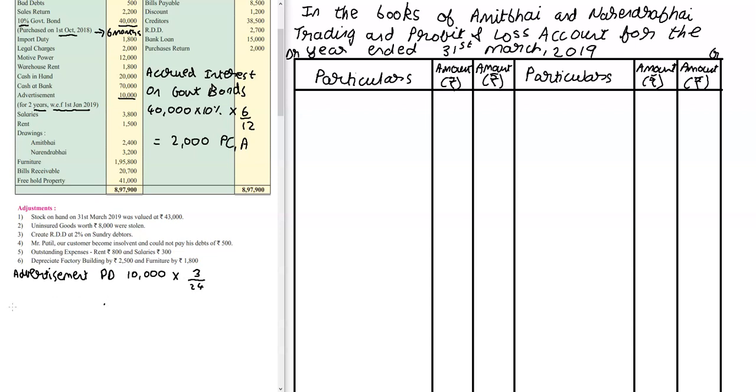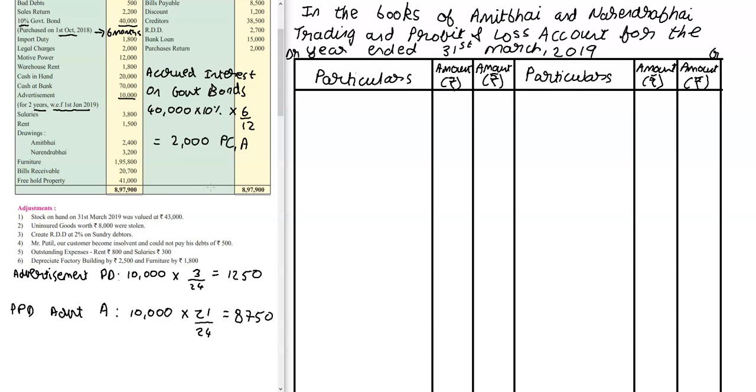Okay, so prepaid advertisement to go on the balance sheet asset side, and our calculation is going to be 10,000 into 21 by 24, and we have 3 by 24, which gets reduced to 1 by 8. So 10,000 into 1 by 8 should give you around 1,250. Similarly, this should give us 8,750.